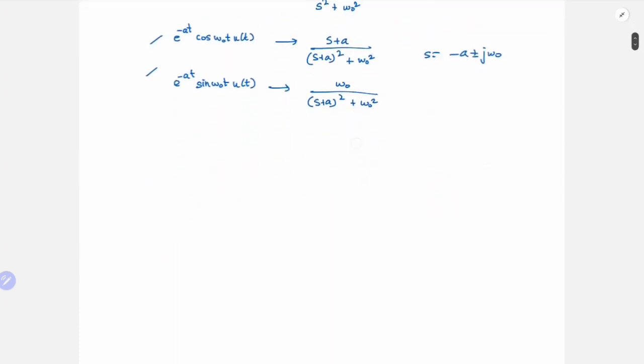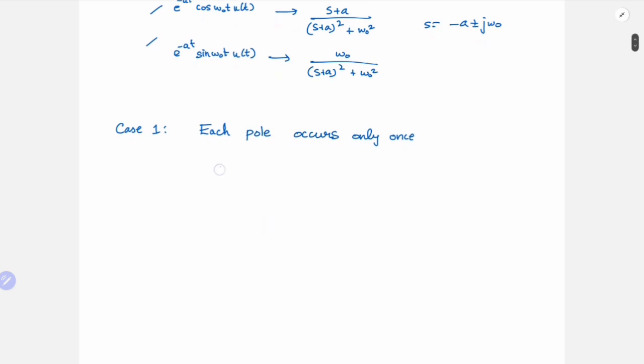So let us go to the first case. Case 1: each pole occurs only once. So no repetition in the poles, right? Basically, if I have to take an example, let me give H(s) = (s+1)/((s+2)(s+3)).